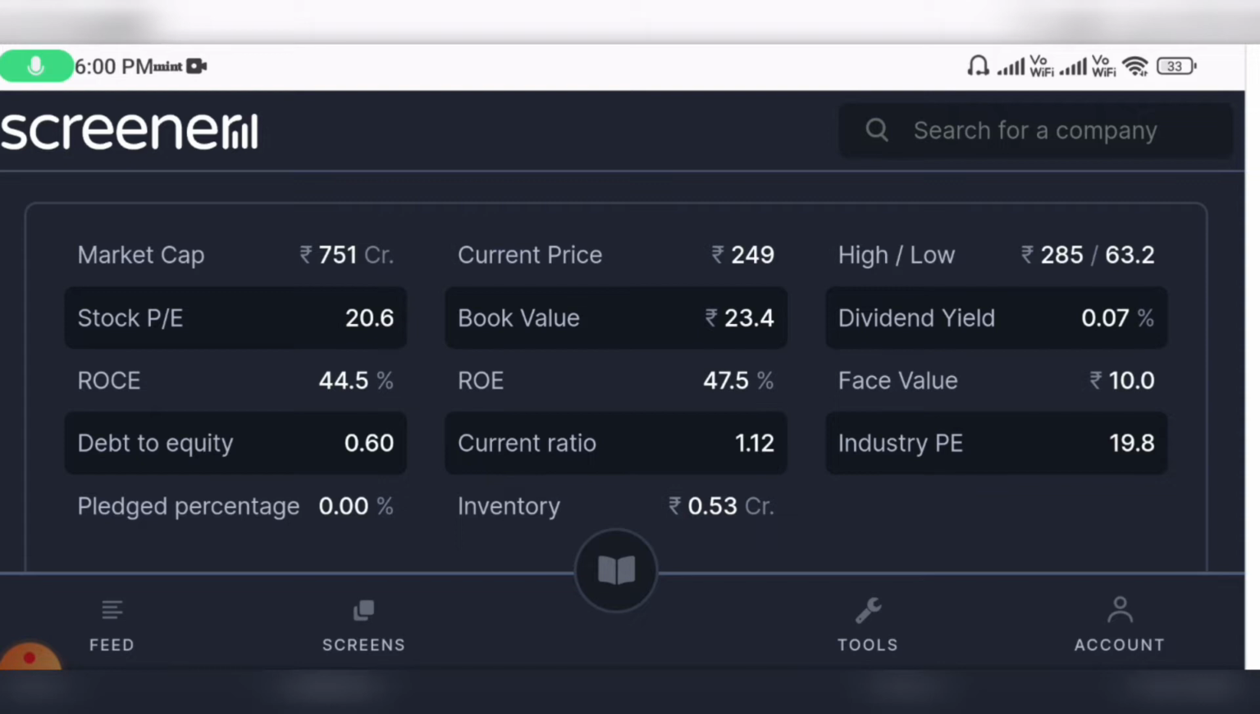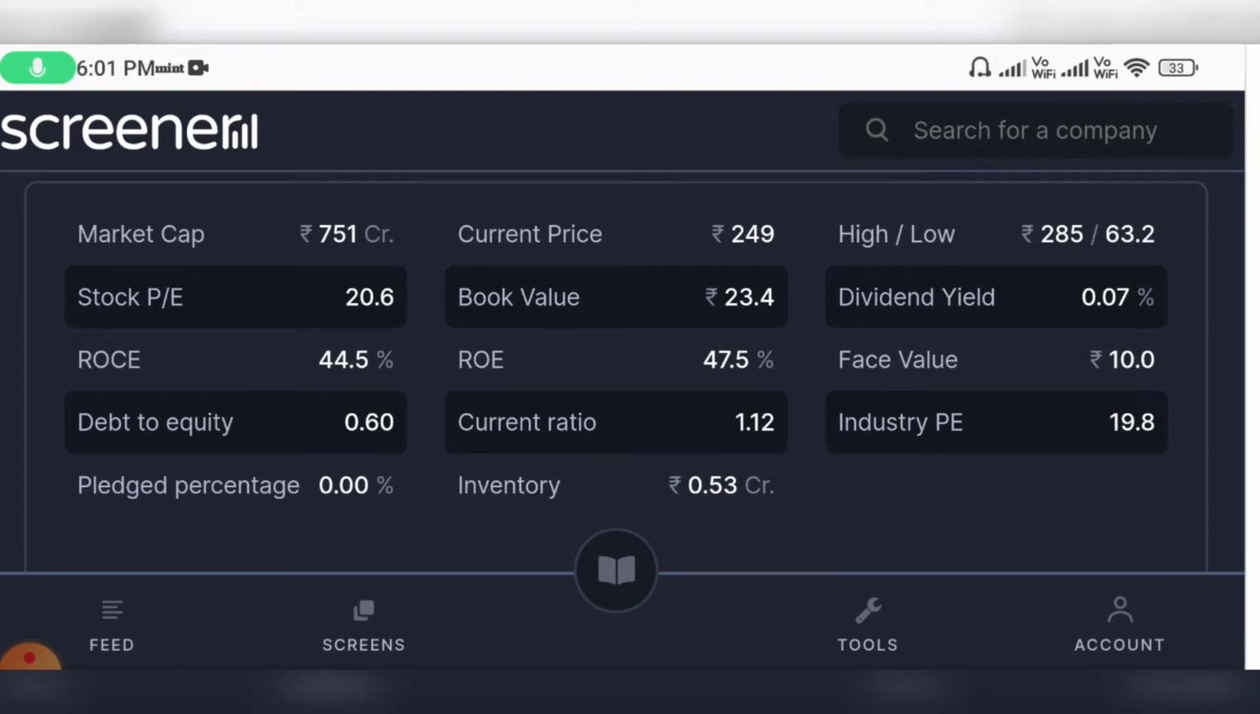So it's a micro cap stock. You can see the stock P/E is 20 and the industry P/E is 19.8, so it's actually fairly valued. You can look at the ROCE and ROE. ROCE is 44.5% and ROE is 47.5%. So for a small cap stock, generating 45% of ROE and ROCE is really brilliant.